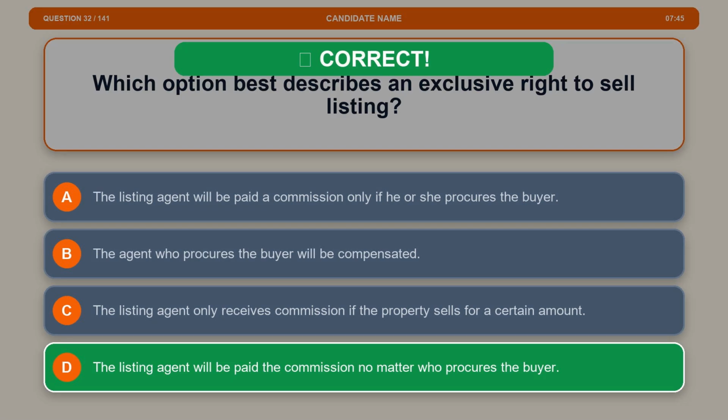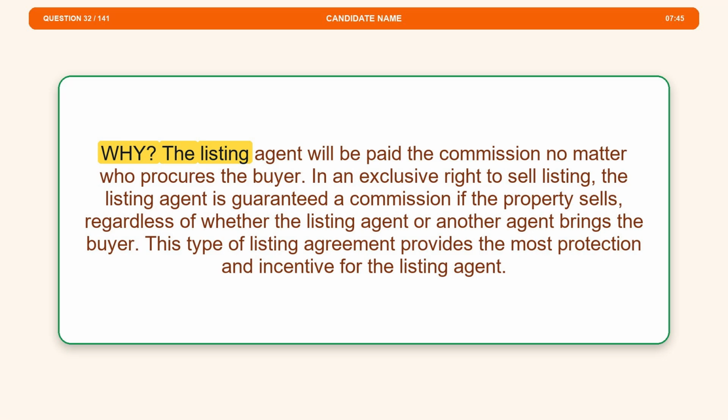The correct answer is option D. The listing agent will be paid the commission no matter who procures the buyer. In an exclusive right to sell listing, the listing agent is guaranteed a commission if the property sells, regardless of whether the listing agent or another agent brings the buyer. This type of listing agreement provides the most protection and incentive for the listing agent.